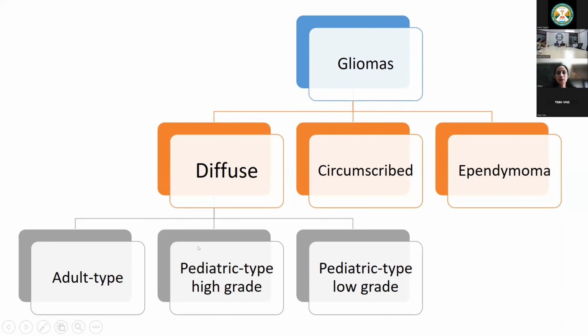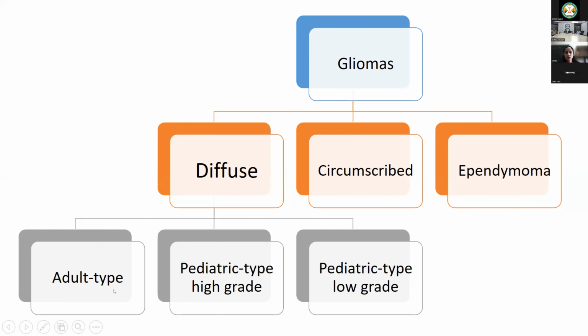So in this, I'm going to be dealing with a small portion of the tumors, that is the adult type diffuse glioma. Before going into the adult type diffuse glioma, let's see what broad category it belongs to. All the glial cells in the brain can give rise to gliomas, which can be diffusely infiltrative, which can be circumscribed, or the other specialized type of glioma is ependymoma.